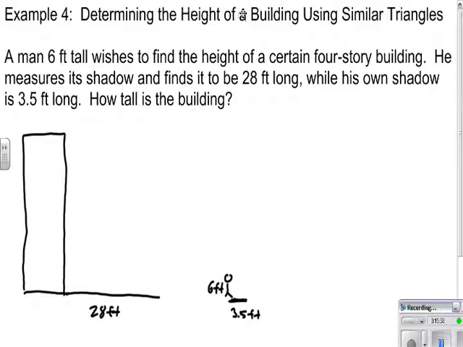Example 4, determining the height of a building using similar triangles. A man, 6 feet tall, wishes to find the height of a certain 4-story building. He measures the shadow of the building and finds it to be 28 feet long, while his own shadow is 3.5 feet long. How tall is the building?